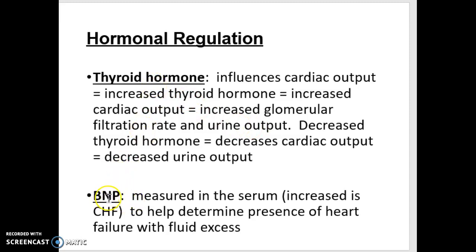This is the brain natriuretic peptide, BNP. It's measured in the serum, which is part of your blood system, and this value increases in congestive heart failure. So we use it in the hospital as a quick marker to tell us how bad the person's congestive heart failure is. The higher the number is, the worse it is. Everybody should be below 100, but for somebody with congestive heart failure, their value is going to be greater than 100.